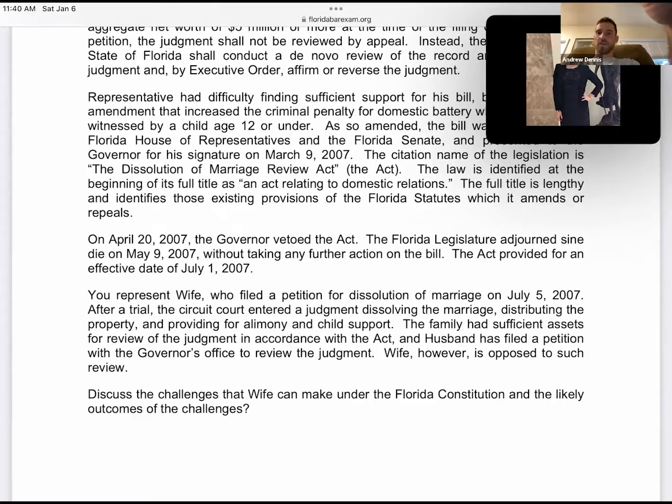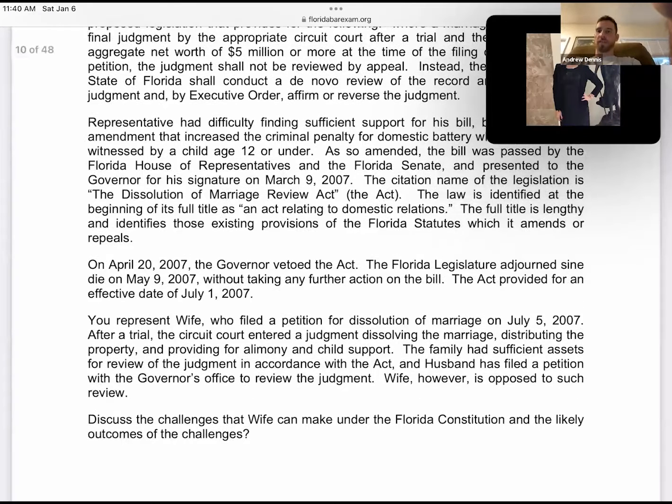Okay, excellent. So we represent wife who filed a petition for dissolution of marriage on July 5th, 2007. After the trial, the circuit court entered a judgment dissolving the marriage, distributing the property, and providing for alimony and child support. The family had sufficient assets for review and judgment in accordance with the act, and husband has filed a petition with the governor's office to review the judgment. Wife, however, is opposed to such review.